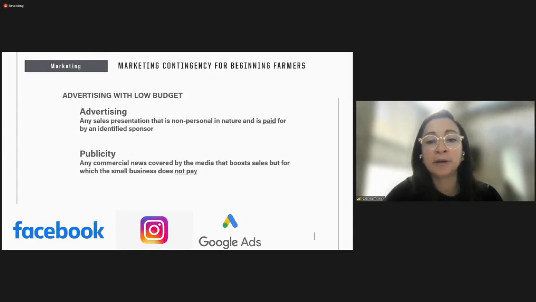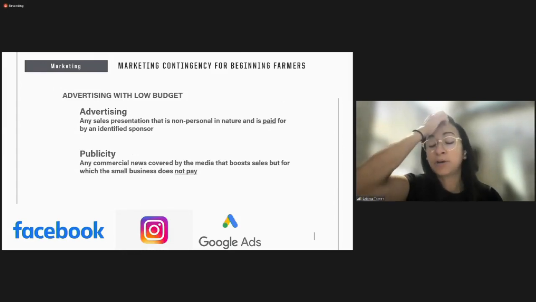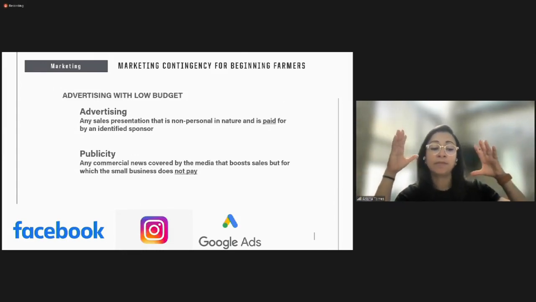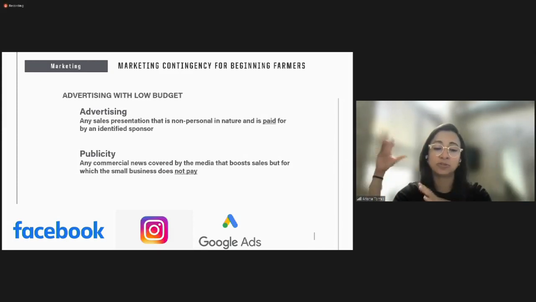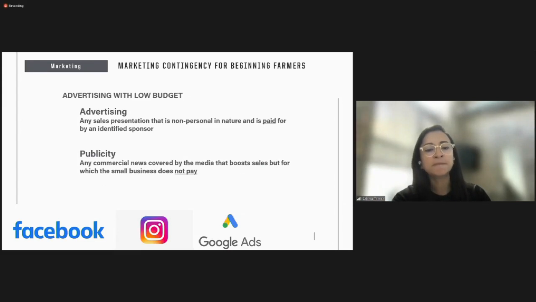And then the last thing about marketing for beginning farmers is advertising, because as Jenna was saying, marketing is any process that adds value to the end user or the customer. So advertising is the last part of adding that value. And advertising and publicity are two very different things.